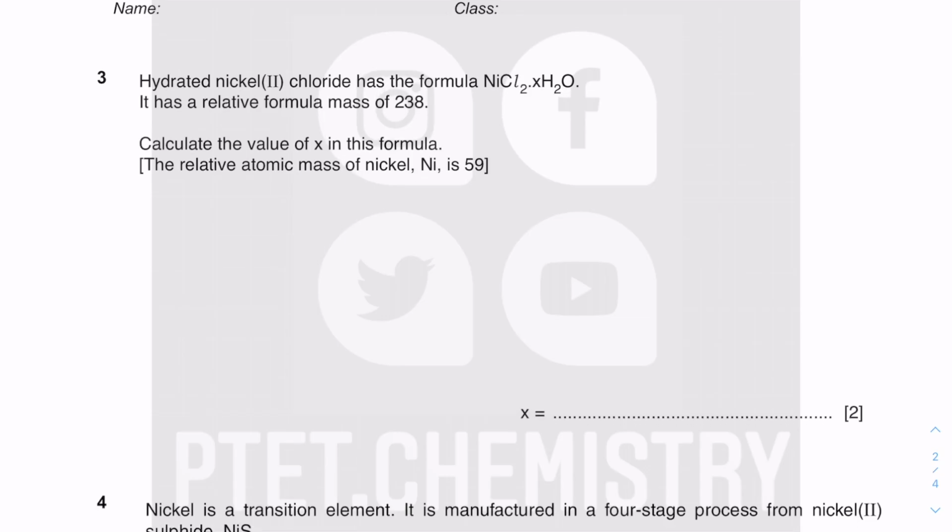This next question is a very similar example, so without going through the idea again, I'll just jump straight in. This is the Mr. The Mr is obtained by summing up the individual relative atomic masses. Very kind of them to provide us with this 59, but you can get it from the periodic table. Nickel is element number 28, and the relative atomic mass is given in the periodic table.